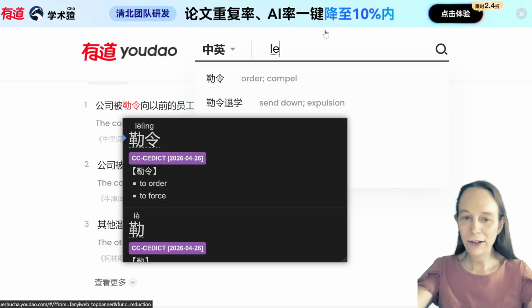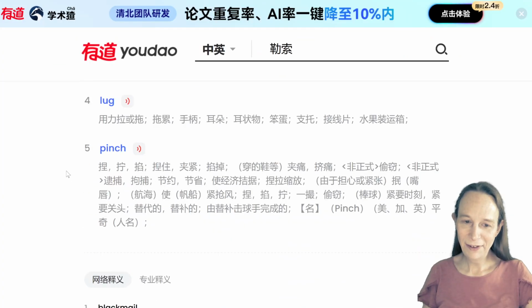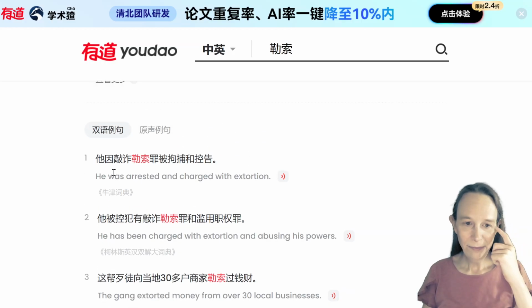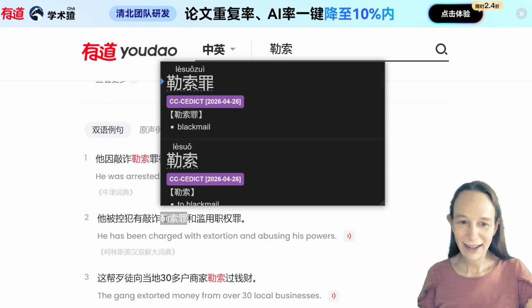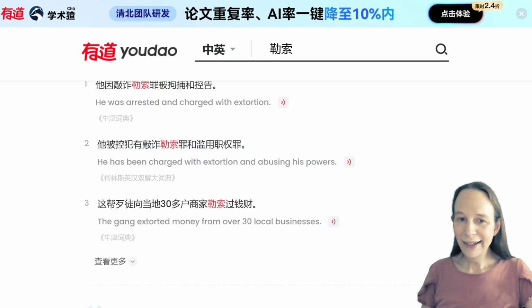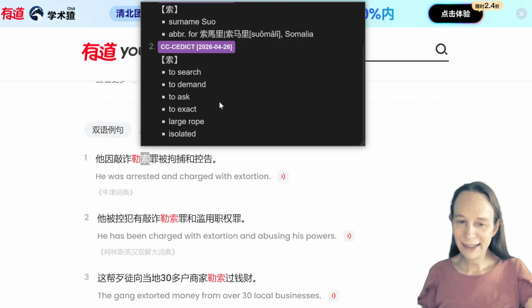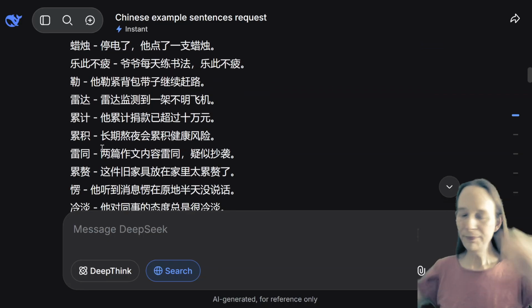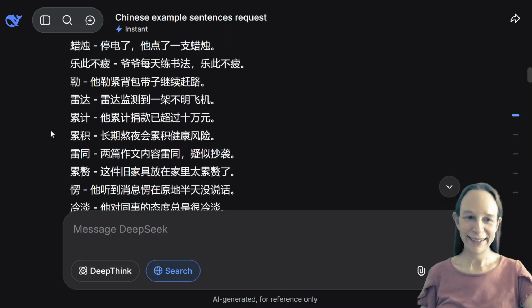And 勒索. 勒索, blackmail, extort. This is a very negative thing. It's considered a crime. Yeah. 勒索罪. That's as a crime. All right. So what does the 索 add? I guess it's this: ask, demand. So ask by means of compulsion. All right. Yeah, this first batch is pretty tricky, isn't it?